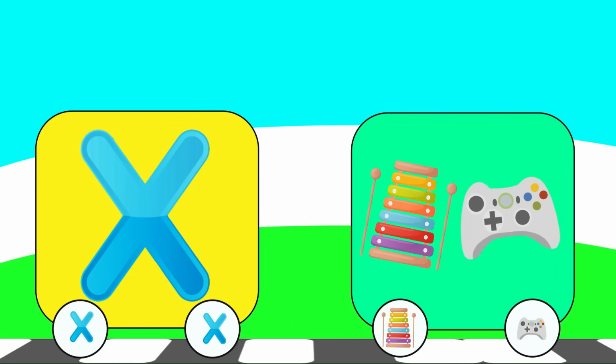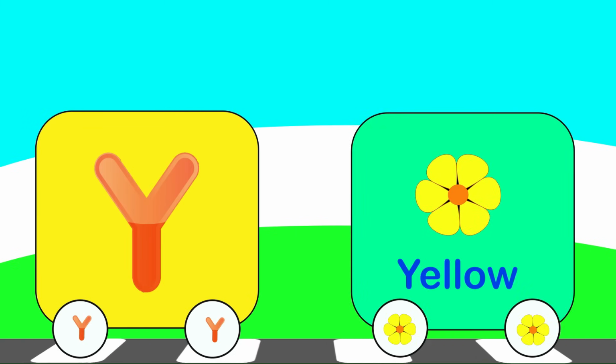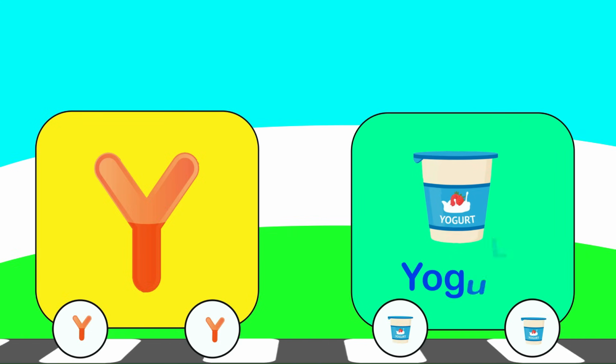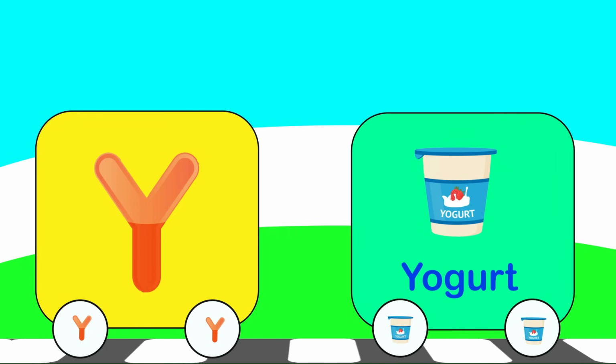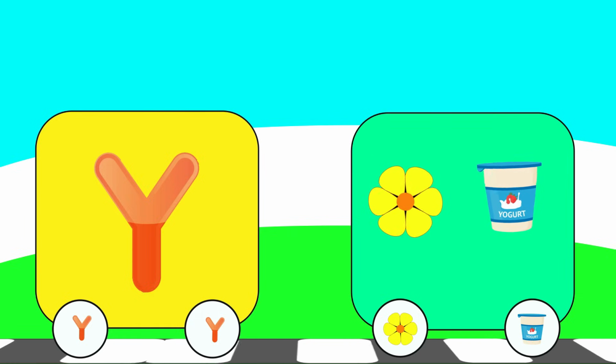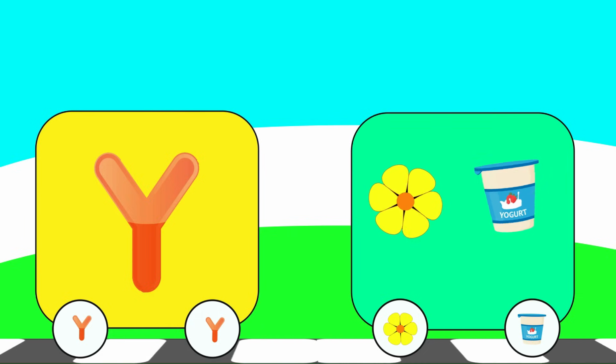X is for Xbox. Y is for yellow, yellow. Y is for yogurt, yogurt. Y is for yellow. Y is for yogurt.